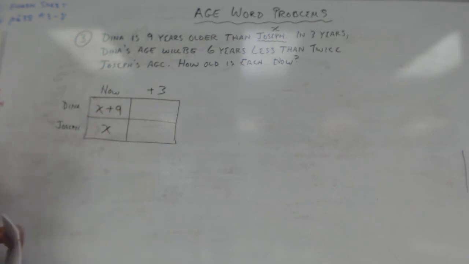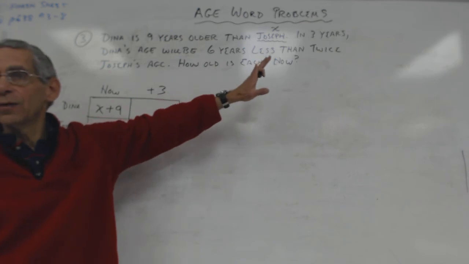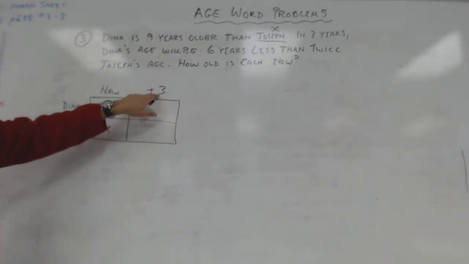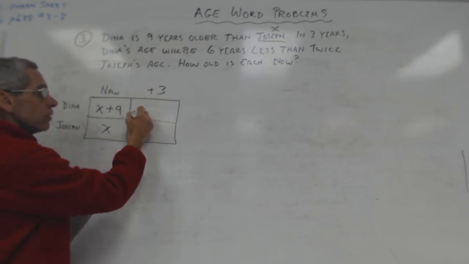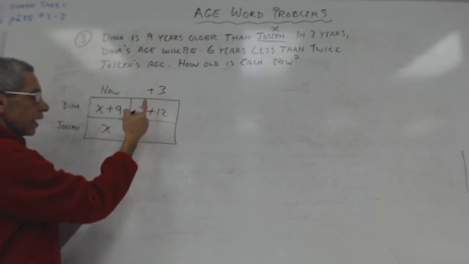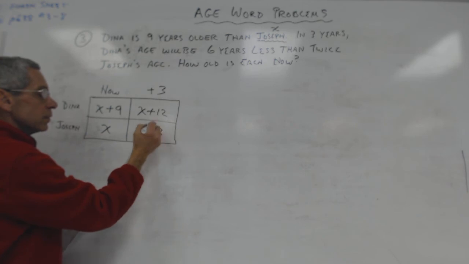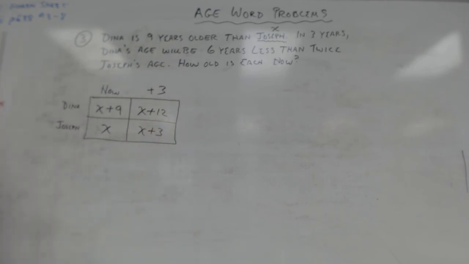Good. Now, do not read past in 3 years. Just add 3 to 9, to X plus 9. So that's X plus 12. And then this is X plus 3, right? All right. So that's pretty straightforward. Filling out the box is really pretty easy.